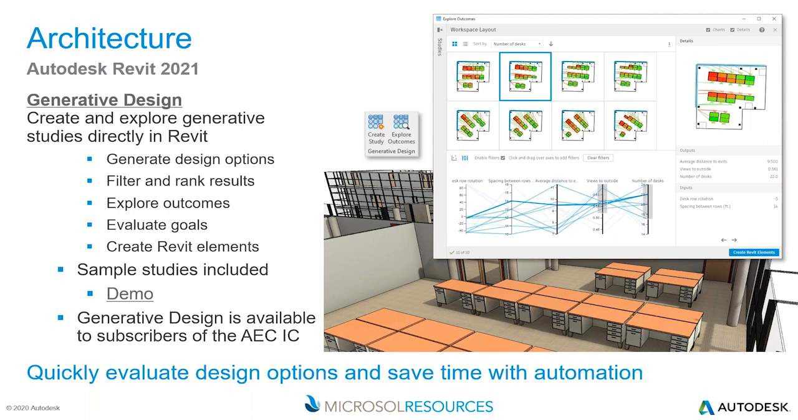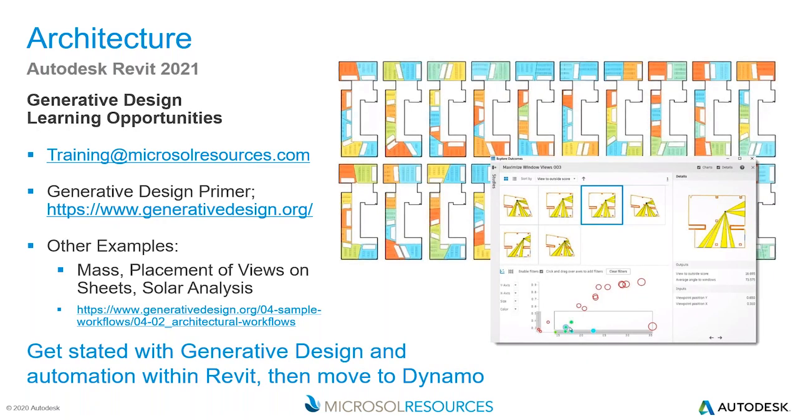But what I wanted to make sure that everybody understood is the generative design components and the samples that are available right within Revit are just a sample, just a touch of what's available. So we can help you learn more about using Dynamo to drive these generative component options within Revit. Dynamo is giving you unlimited access to all of the features. Not only can you modify the features that came with Revit 2021, but you can also create your own. So for example, mass, placement of views on sheets, solar analysis.